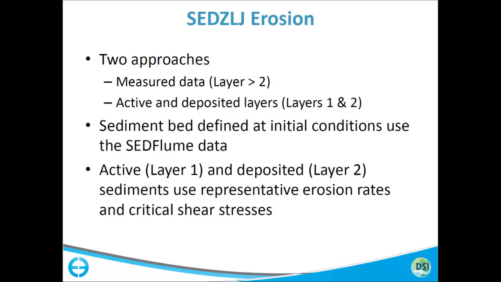If, however, you have an active and deposited layer, layers 1 and 2, it uses a different lookup table and different shear stresses that you have to define in the input data set. They're not cell specific. They're uniform across the system, but they're by grain size distribution. So once you have that defined, it'll apply that same approach for the entire model domain.